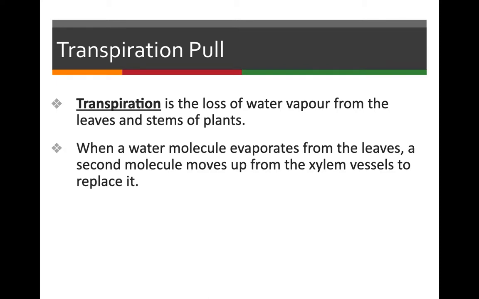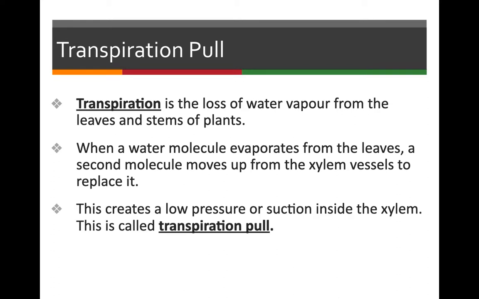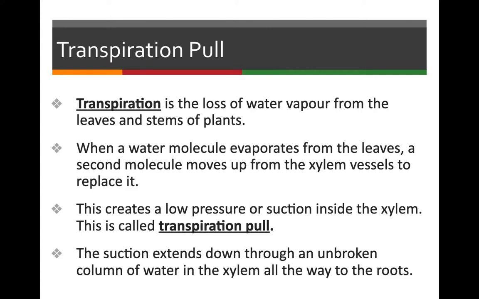So when a water molecule evaporates from the leaves, it leaves a little space, basically, and another molecule moves up to replace it. And so what this does is it creates a low pressure or a suction inside the xylem, which is called the transpiration pull. And so this suction extends all the way down through the xylem. There's an unbroken column of water from where the vapor is evaporating all the way down to the roots.